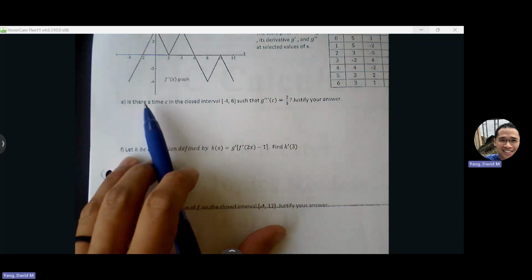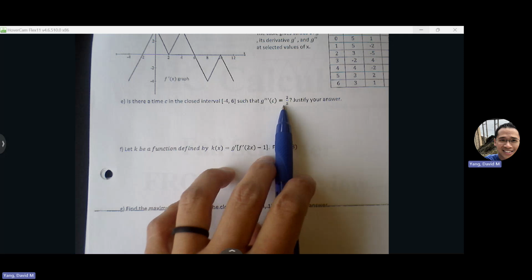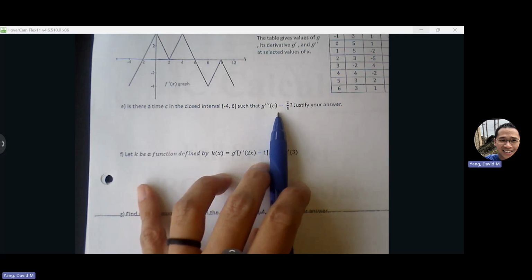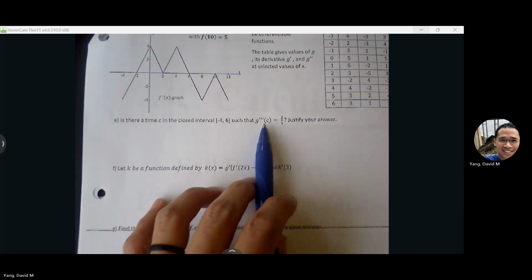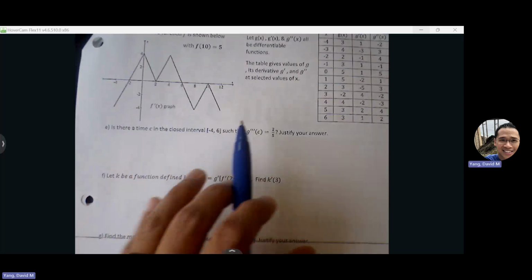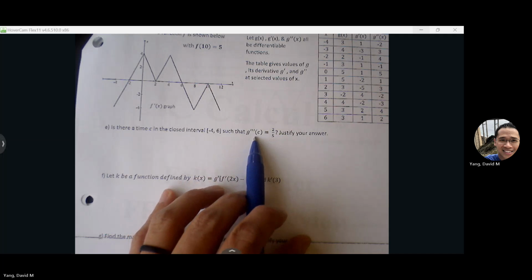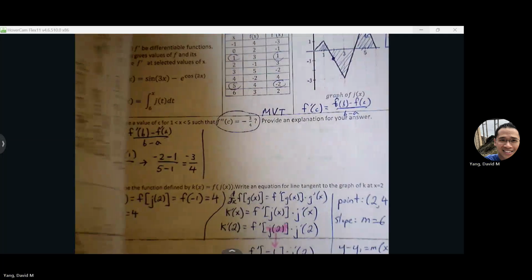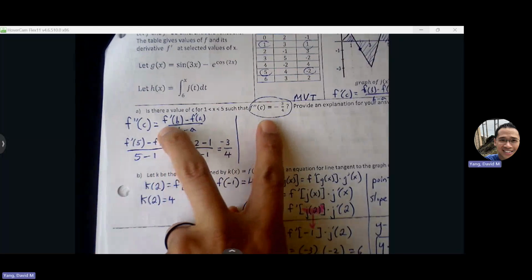Okay, I think we've seen a problem like this before. Is there a time on the interval such that G double prime of C is equal to 2/5? Or sorry, G triple prime is equal to 2/5? So we're trying to guarantee a specific value. We don't have G triple prime in front of us, but we do have G double prime. So what is this problem trying to get us to apply here? Remember, similar problem. Yeah, mean value theorem, right?